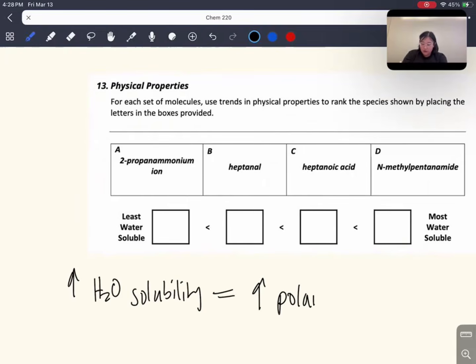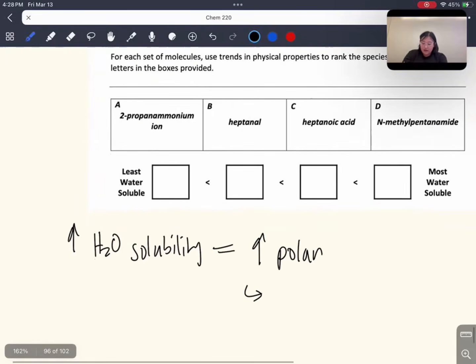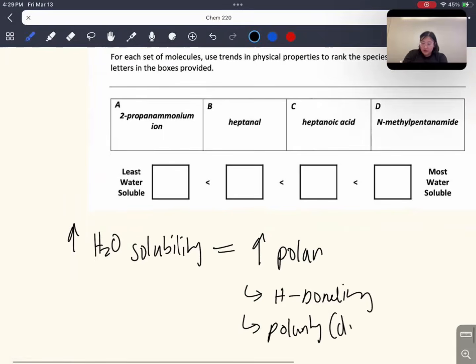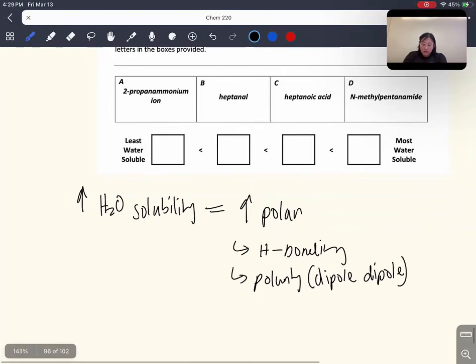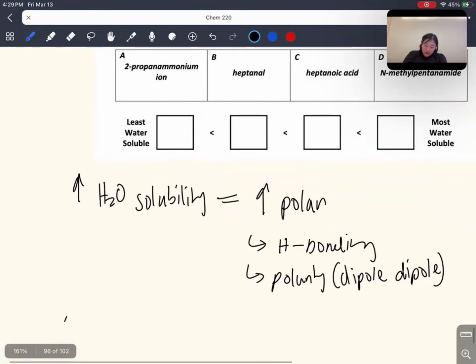Okay, and so when we look at that, we look at H bonding, we look at polarity, so dipole-dipole forces, dipole-dipole interactions, things like that. And that's how we know if something is more soluble in water. So the first thing I would do is draw out the molecules, and then from there we can see which ones are the most polar or whatnot.